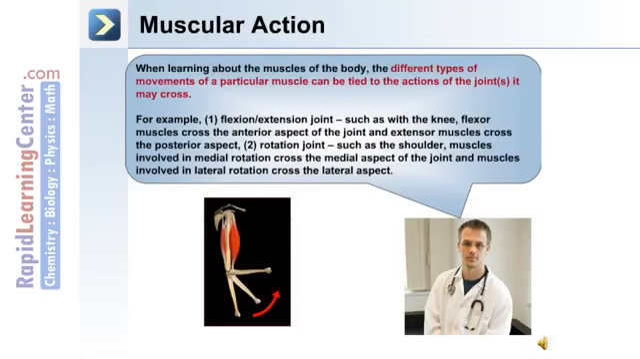A rotation joint such as the shoulder. Muscles involved in medial rotation cross the medial aspect of the joint, and the muscles involved in lateral rotation cross the lateral aspect.